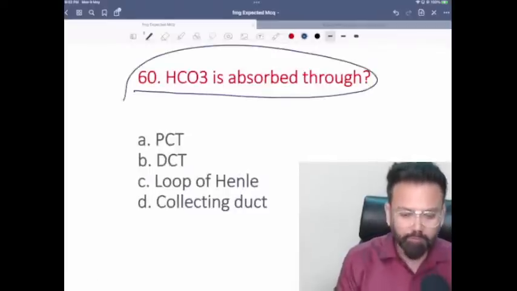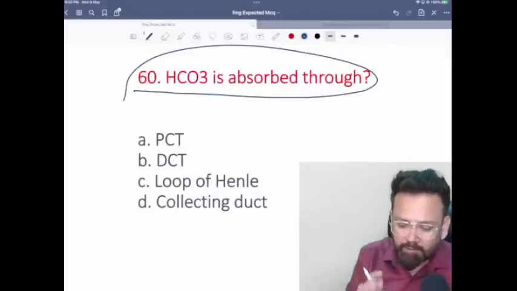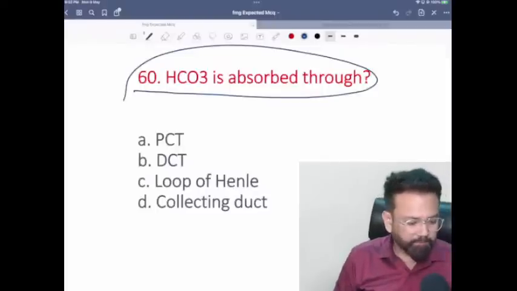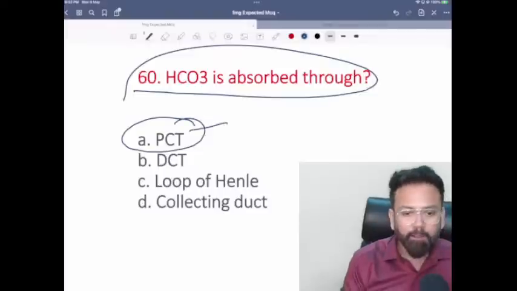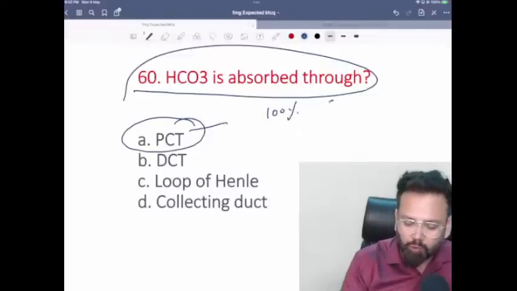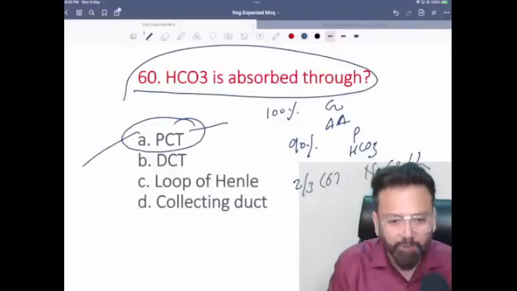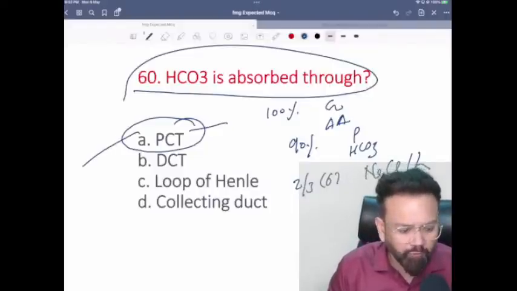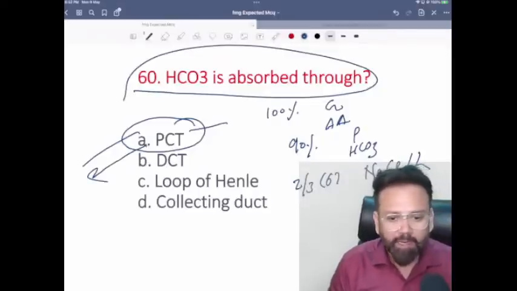Bicarbonate is absorbed through. Almost everything is maximally absorbed where? In the PCT, DCT, loop of Henle or collecting duct. Answer is PCT. 100% of glucose and amino acid. Okay, 90% of phosphate and bicarbonate. 2 by third, 67% of sodium, chloride, water. So almost everything is maximally absorbed in the PCT. That is why mercury poisoning, you know, which is affected? PCT. Because almost everything is absorbed in the PCT. What about bicarbonate also?